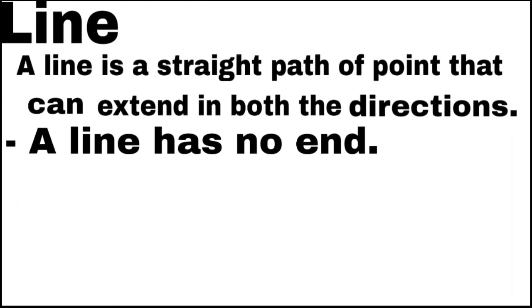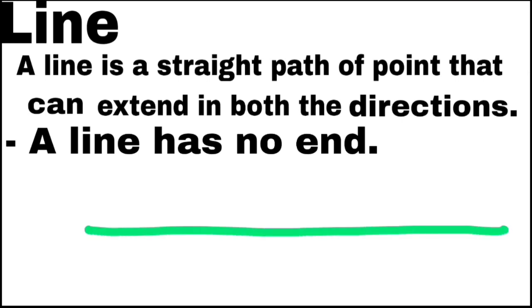Next, lines. What is the meaning of a line? A line is a straight path of points. A line is also called a straight path. It is the way of the points, going and extending in both directions. For a given example, this is called a straight line, and a line has no end.